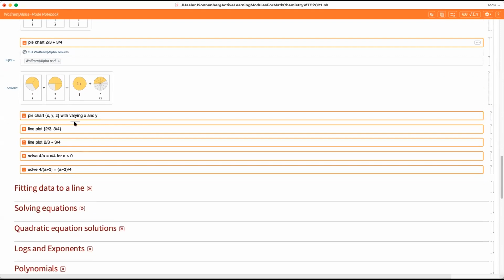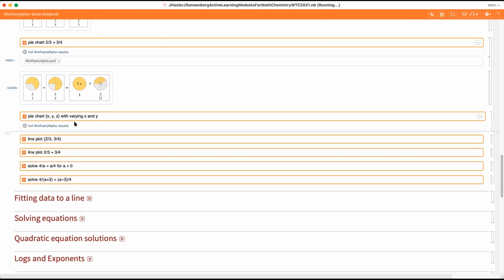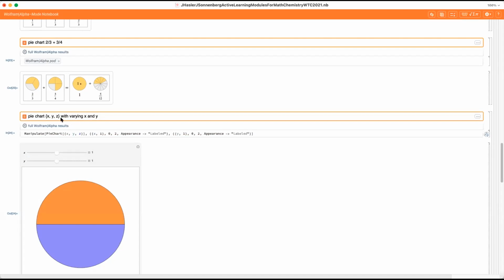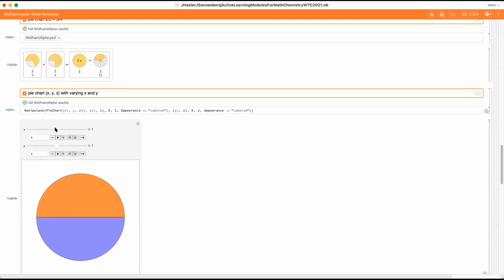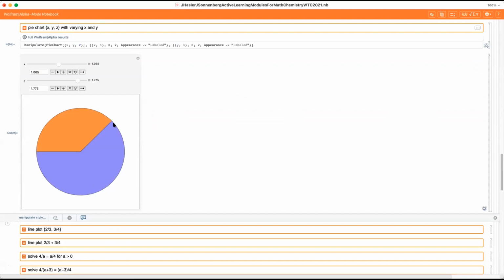We can get a more symbolic version with a manipulate. So if we just type in pie chart x, y, z with varying x and y, where x and y represent the angle of our sector here. So we can vary x and y, and we can see our representation using a pie chart.